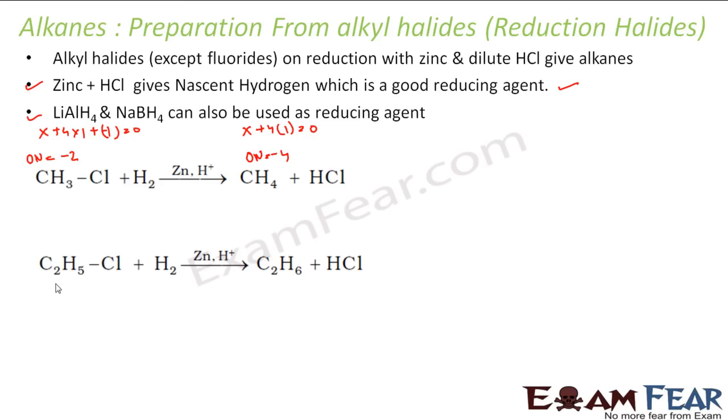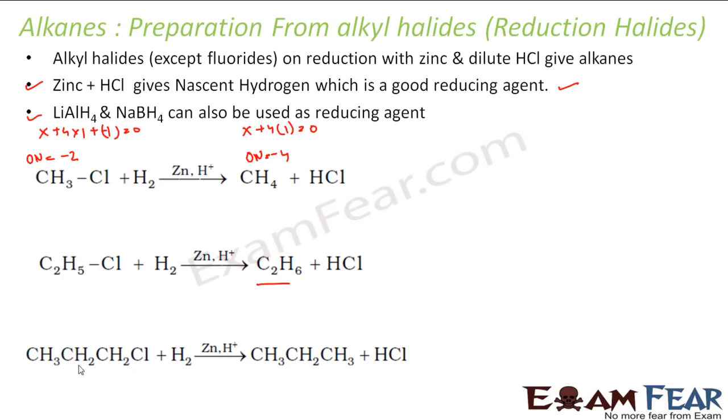More reactions if you want. This is the reaction if you have C2H5Cl, ethyl chloride. When you react with hydrogen, it will replace this chlorine and you will get ethane. Similarly, this is one example where you have propyl chloride, you add hydrogen and it becomes propane. The reaction of zinc and HCl is like this: you have zinc and you have HCl. They react and give ZnCl2 and nascent hydrogen. This is the balanced reaction. This is nascent hydrogen, a very strong reducing agent. Correct? And that's how this reaction happens.